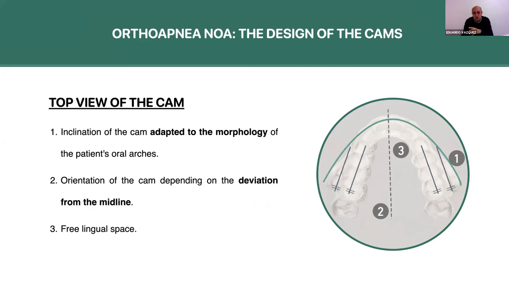Let's say, for example, that the patient in maximum retrusion has a deviation, let's say, to the left side of 1 millimeter. And when the patient is in maximum protrusion, you feel that the deviation is, say, 3 millimeters to the left side. You can provide this information to the lab, and the lab will change the orientation of the cams depending on the deviation from the midline to ensure a better movement of both temporomandibular joints.